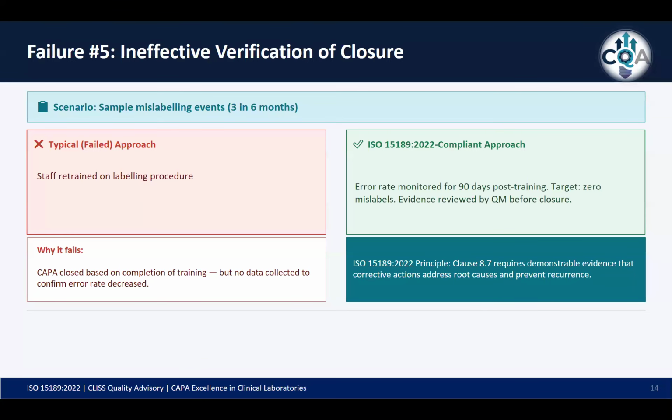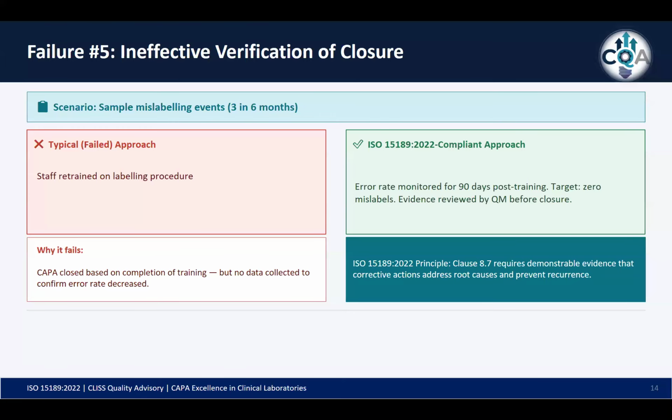And the CAPA is based on completing the training, but there is no data collected to confirm whether the error rate has increased or decreased. You simply say sample labeling, you blame it on the person labeling the samples, and then you come back and check if the training was done. Yes, it was done. You then close based on what you've seen, but you've not actually gone ahead to check and verify if the error rate has come down.